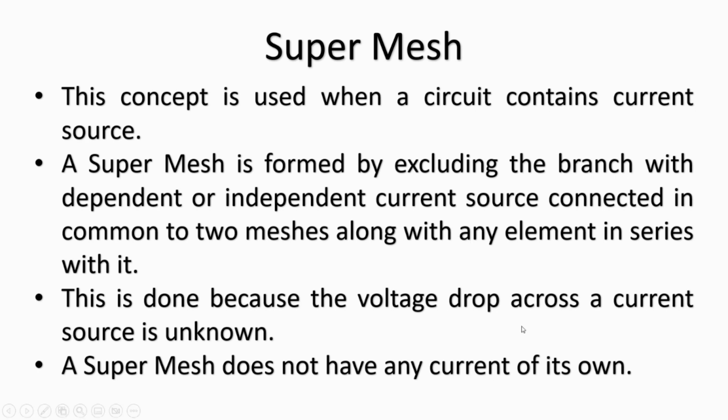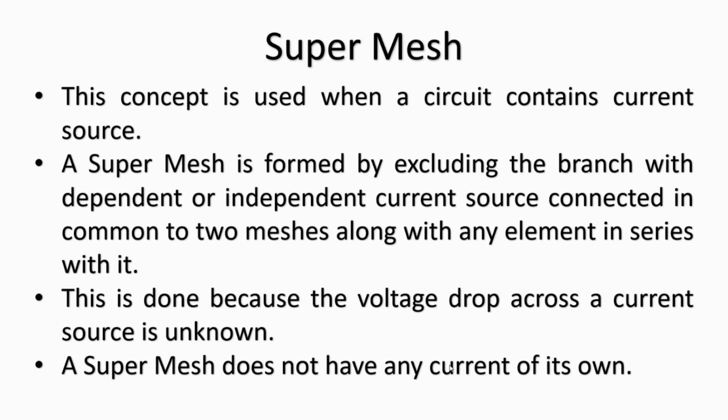Now, why do we have to go for this supermesh analysis? We have to go for it because we do not know exactly what the voltage drop across a particular current source is going to be. When that is unknown, we will not be able to resolve that loop using KVL. Therefore, we ignore the dependent or the independent current source in the circuit, take a larger perspective of the entire circuit, and then apply KVL to it.